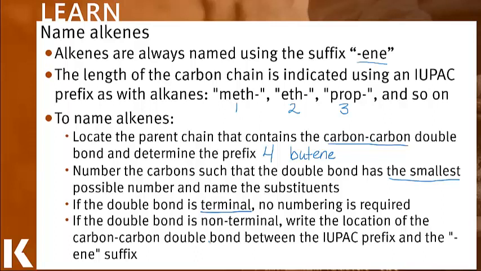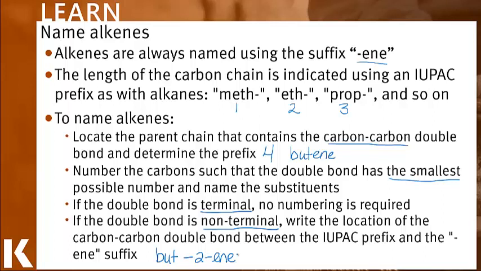If the double bond is non-terminal, this means that it's in the middle of the chain someplace. We want to write the location of that carbon-carbon double bond between the IUPAC prefix and the -ene suffix. For instance, if we have our butene and the double bond is on the second carbon, we're going to have a but-2-ene.